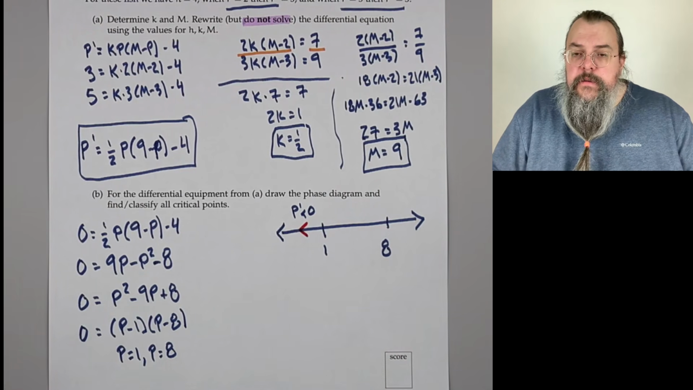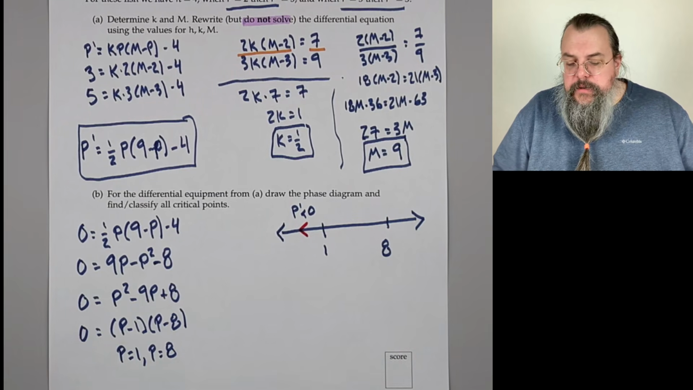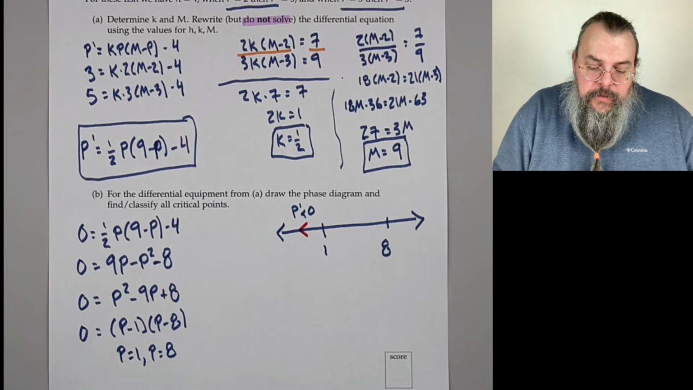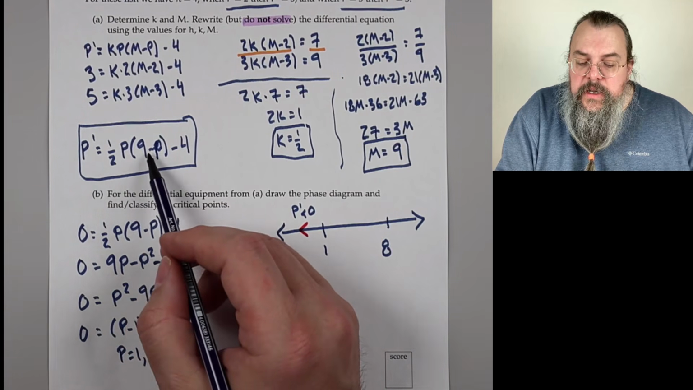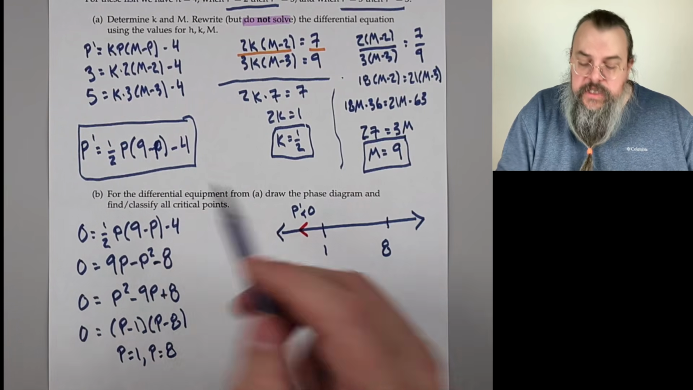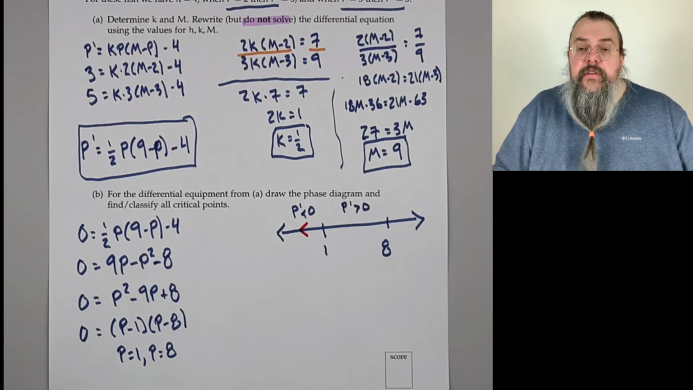What about a number between 1 and 8? Okay, we can, I don't know, 4. 4 is between 1 and 8. Sure, why not? Okay, 4 times a half is 2. 9 minus 4 is 5. 2 times 5 is 10. 10 minus 4 is 6. That's a positive value. So p prime is positive.